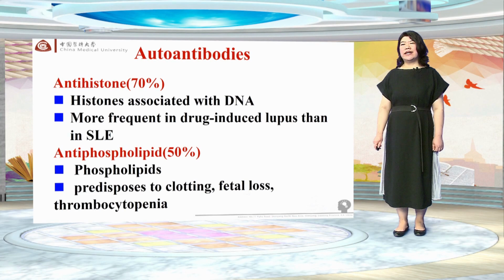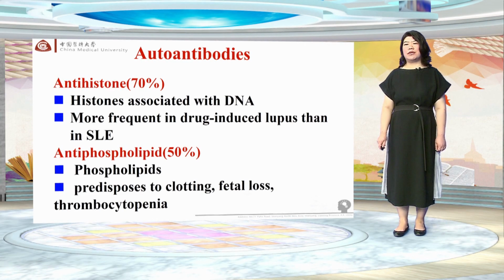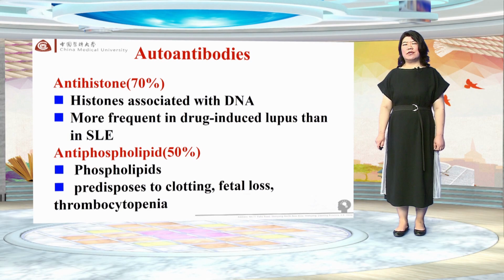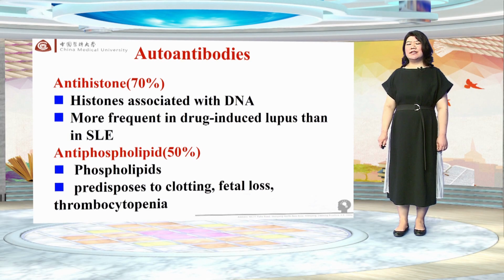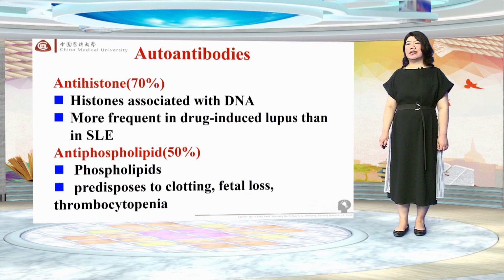Antiphospholipid antibodies: nearly half of lupus patients may have antiphospholipid antibodies. The antigen is the phospholipids in the cells. If patients are antiphospholipid positive, they clinically clot more easily, are prone to fetal loss, and develop thrombocytopenia.